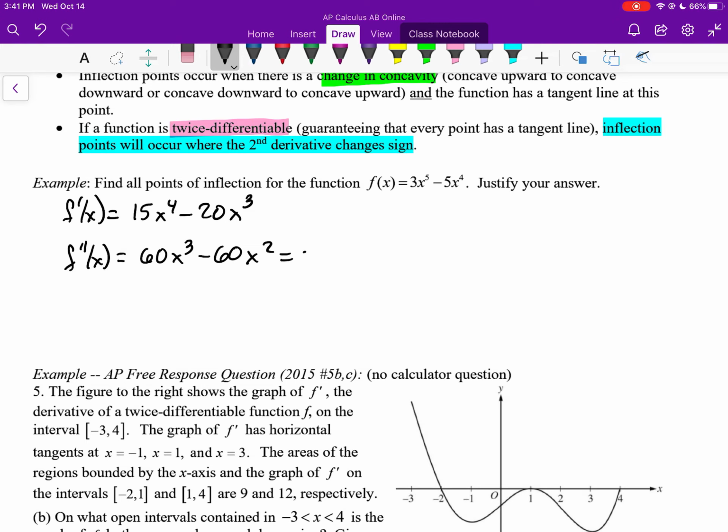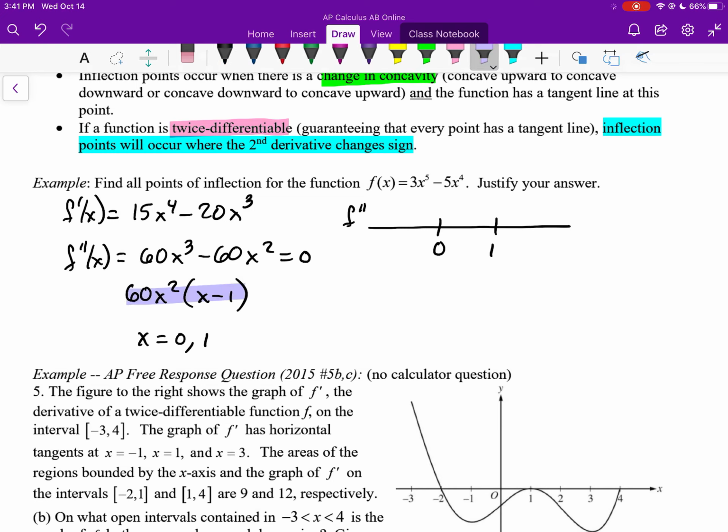But in order to do that, we're going to set this equal to 0 and find our numbers where it could potentially change sign. And so there is this 60x squared in common. What's left over is this x minus 1. And so I end up getting that either x is equal to 0 or x is equal to 1. If I go and analyze my second derivative, I have these two critical points, 0 and 1. And I want to figure out what's going on for this second derivative on each of these intervals. If I plug in a number like -1, this expression is going to be negative.